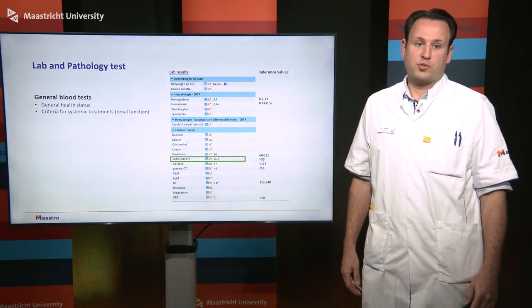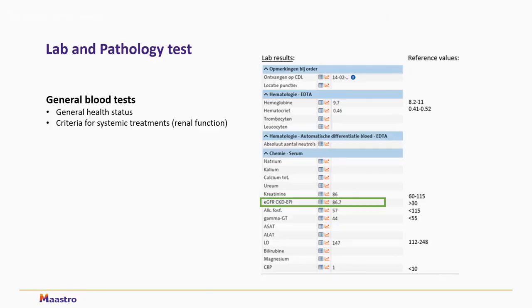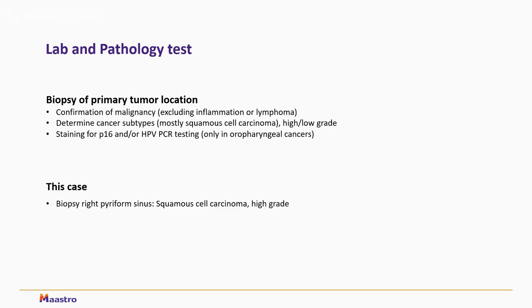We always want to perform some lab and pathology tests. So there are some general blood tests to have an impression of the general health status of the patient, but also to see if this patient is able to undergo chemotherapy, because in that case you need a good renal function. So the renal function is the most important part of this lab. In this case, all is fine, so no problems with our blood.